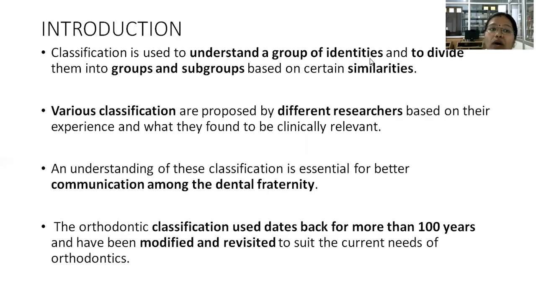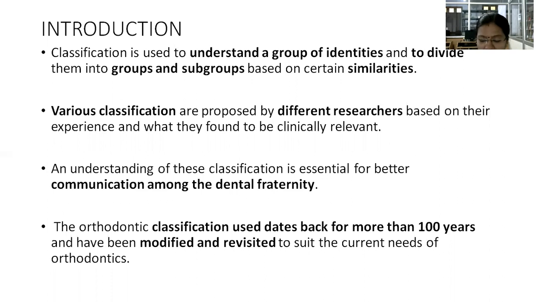like why we are studying the classification of malocclusion. Basically it is to understand a group of identities and to divide them into groups and subgroups based upon the similarities. So we should know in which criteria and in which classification a case comes. Each classification has its own identity, similarities and dissimilarities, and based upon that we can diagnose it, and we can have different treatment plans accordingly.